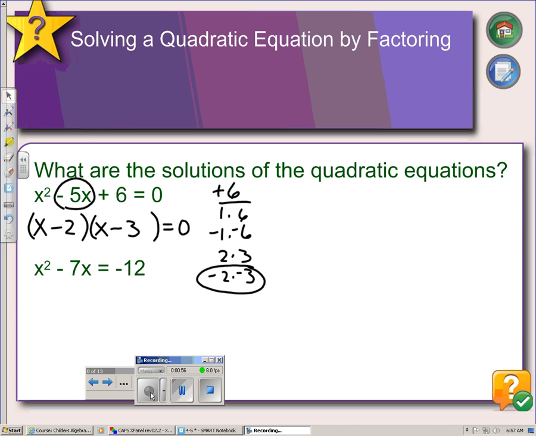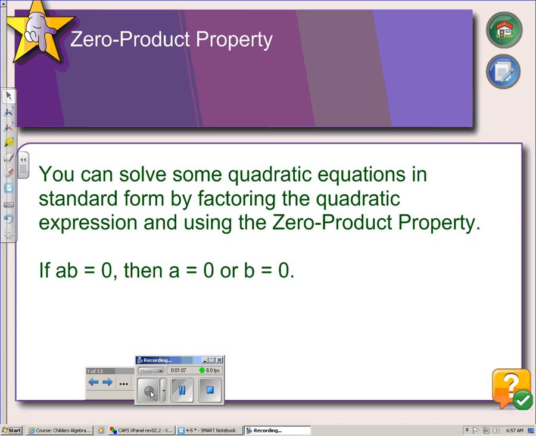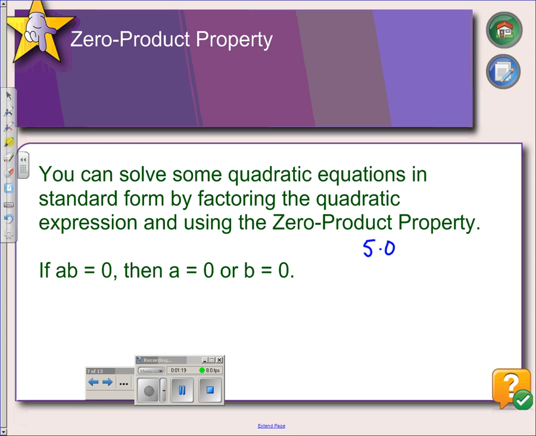So to solve this, we need to have a system or a rule or something, and that rule is called the zero product property. The zero product property says that when you multiply two things together and the answer is 0, then one of those two things was 0. For example, let's say we have 5 times 0, we know that equals 0. If we have 0 times 4, we know that also equals 0.